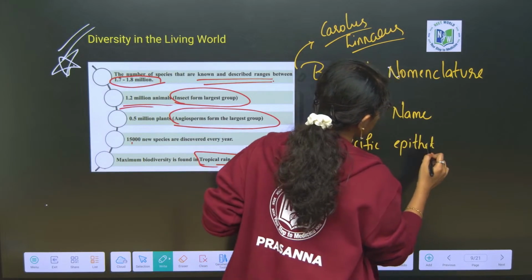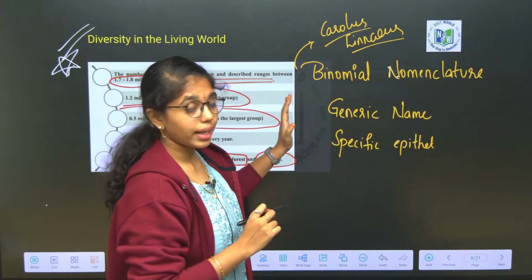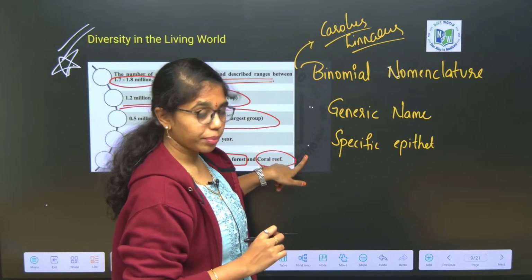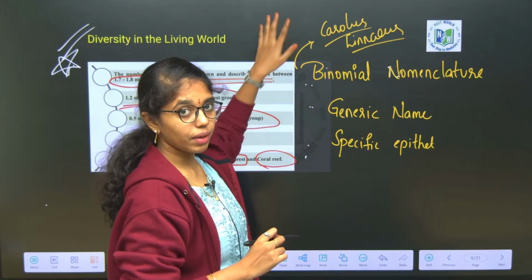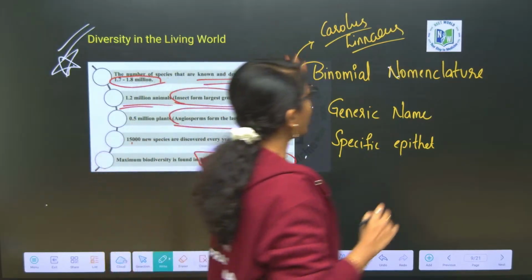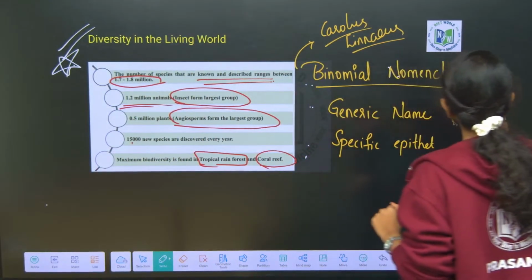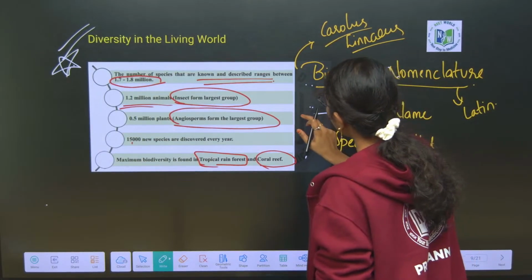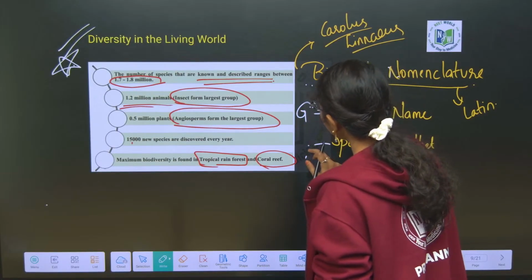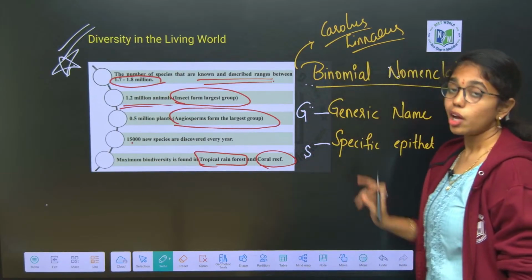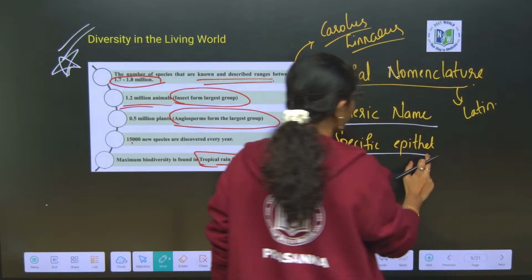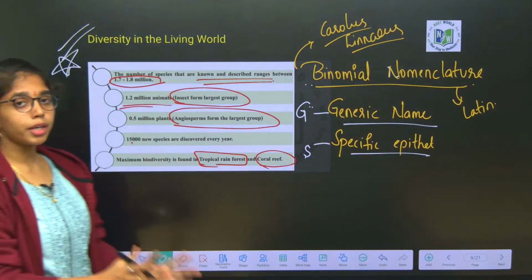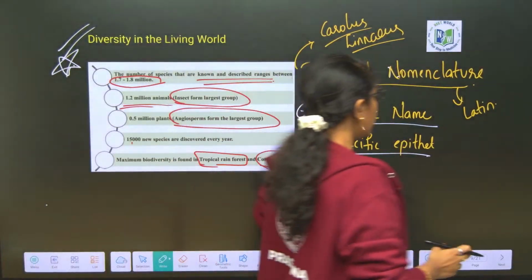Each living organism will have a genus and species, that is, generic name and specific epithet. That is binomial nomenclature, which was given by Carolus Linnaeus. Binomial nomenclature is derived from Latin. Genus always starts with a capital letter, and species always starts with a small letter. When written, they should be underlined separately. When printed, they have to be printed in italics. These are a few important points with respect to binomial nomenclature.